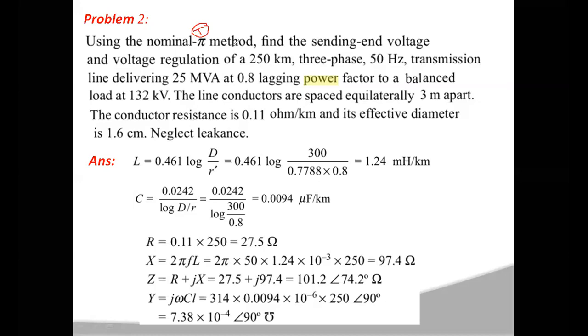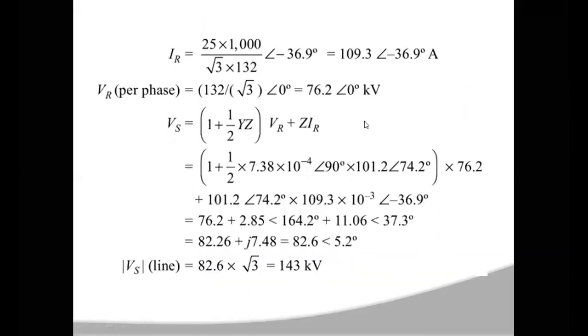So while using the nominal T method also, you have to calculate the inductance, capacitance, resistance values, similar to the pi model case. So this total calculation is similar. Then after calculating the resistance, inductance and admittance, you have to find out the sending end voltage.